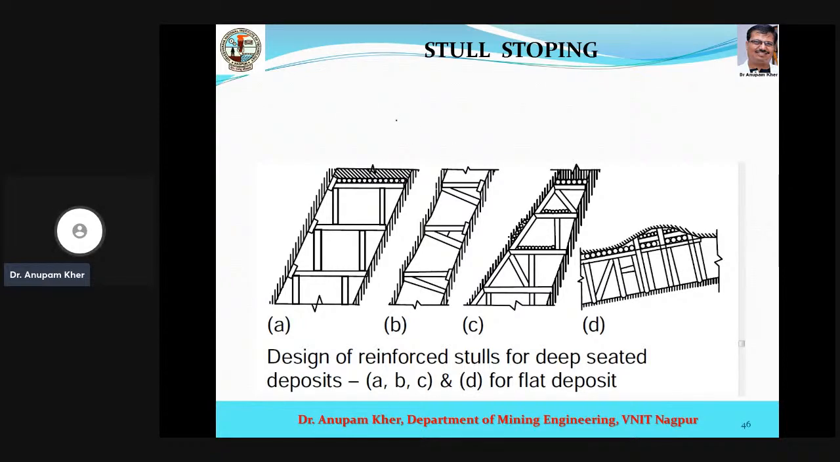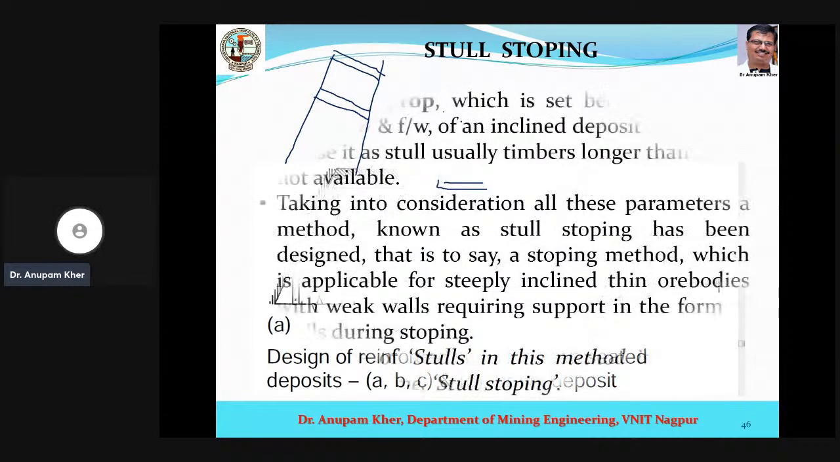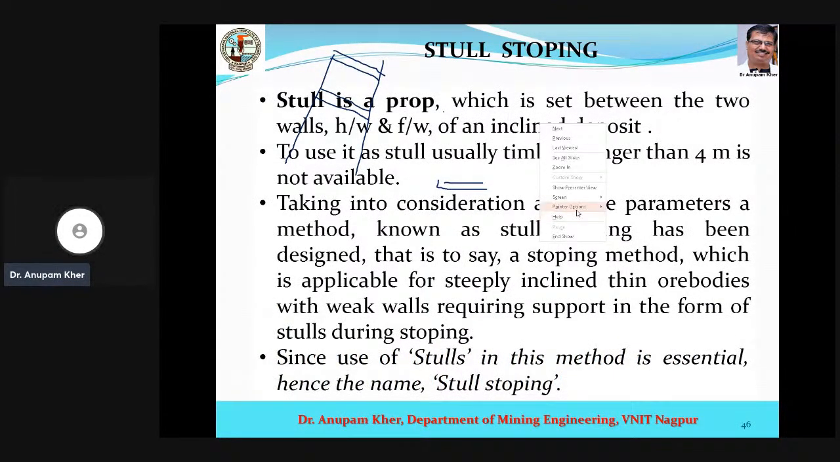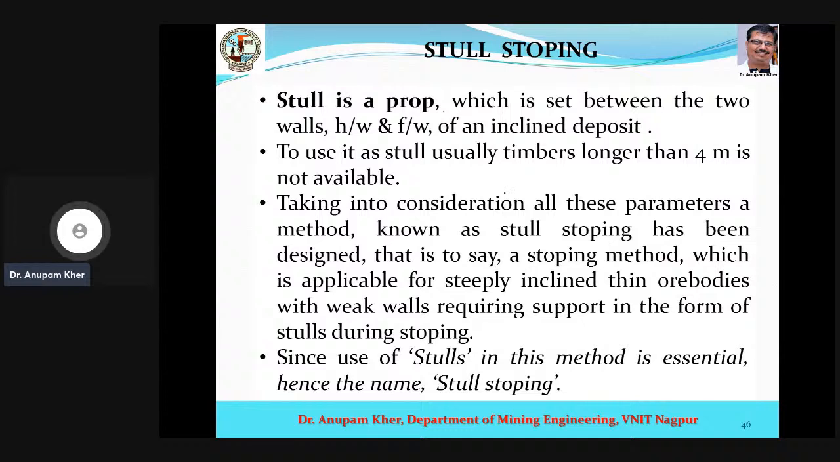Another variation is called stull stoping. The stull is basically a prop, which is given between the two walls, hanging wall and footwall, more or less perpendicular to the inclination. So this prop is called stull stoping. This is another timber method, very highly costly, and the stull is important here. So that's why this is also not being used anymore.